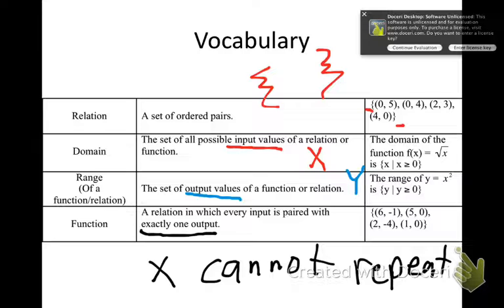Yes, sir? What's the difference between that and a relation? A relation, it does not matter if your x repeats. So we can graph a lot of things and it'll be a relation. It's just not a function. So relation, any ordered pair can be a set of relation. Any set can be there. Good question.